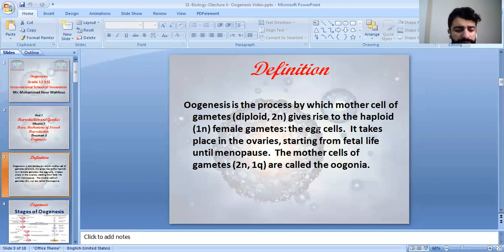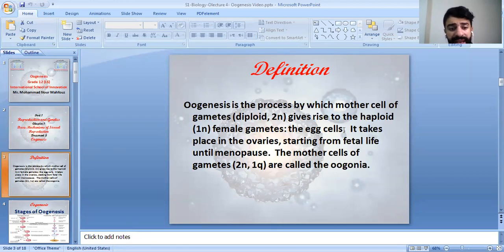Menopause is the stage where the female is not able to produce egg cells, meaning that she is not able to have a baby, unless, for example, a miracle happens. In Arabic it's called sin al-yas, the stage where the female can't produce egg cells.